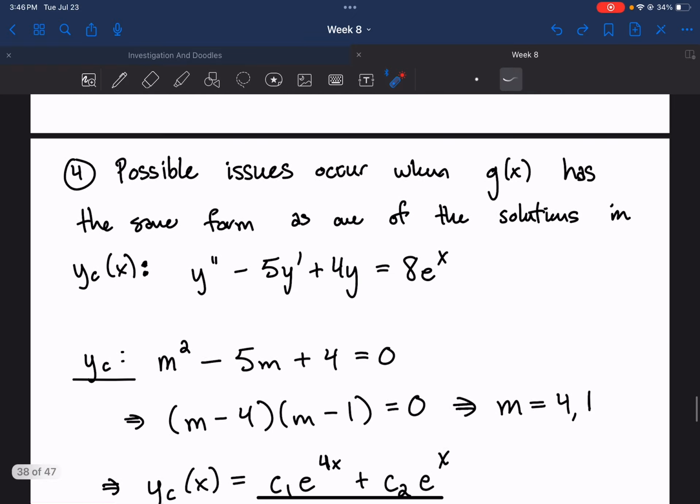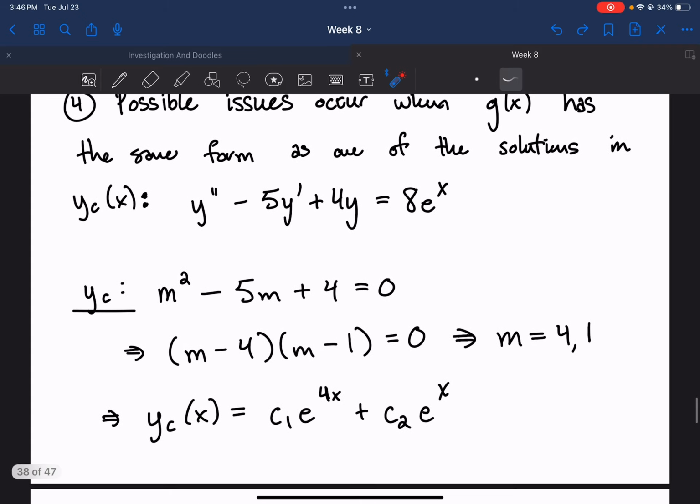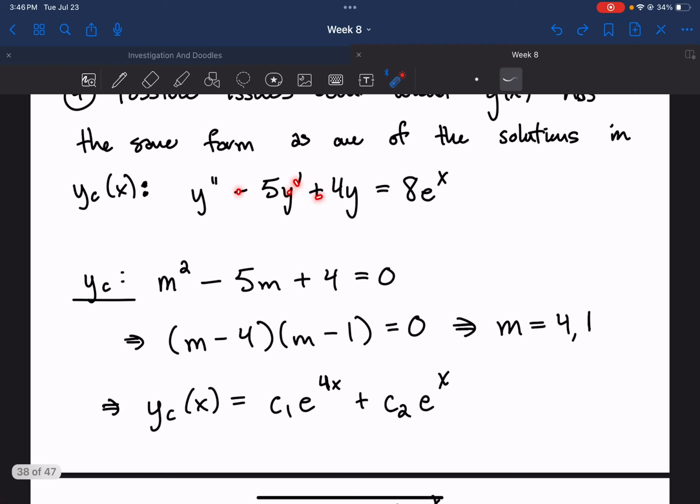There are some possible issues if g has the same form as one of the solutions in yc, and it's going to be similar to when we had repeated roots. So let's look at this example: y double prime minus 5y prime plus 4y equals 8e to the x. If I factor my auxiliary equation to find my homogeneous solution, I get that the roots are 4 and 1. So my homogeneous solution is constant e to the 4x plus constant e to the x.